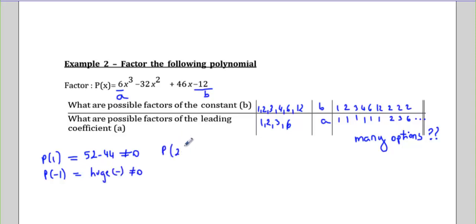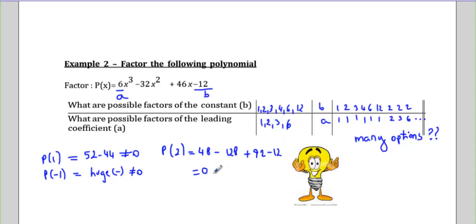The polynomial at 2 equals 6 times 8 is 48, minus 32 times 4 is 128, 46 times 2 is 92, and then minus 12. And we actually notice that the polynomial at 2 equals 0. We weren't that long into discovering that x minus 2 is a factor of the polynomial p of x.